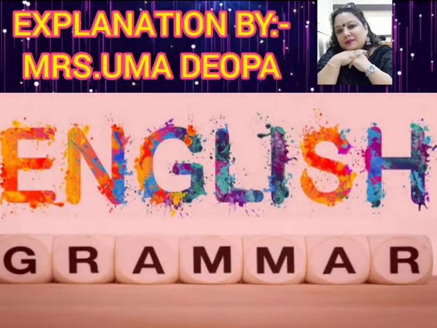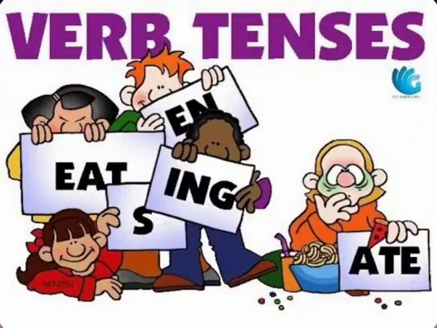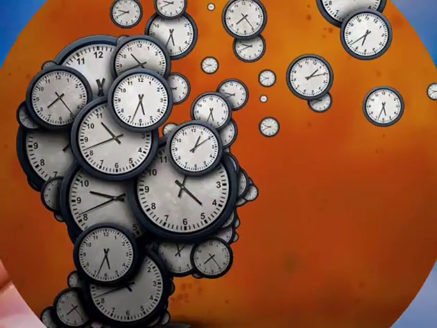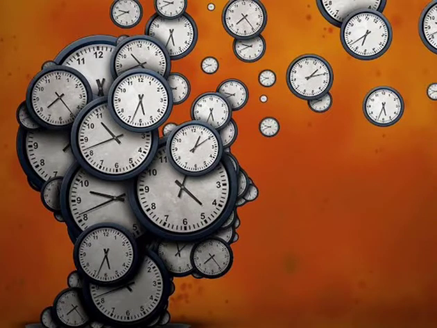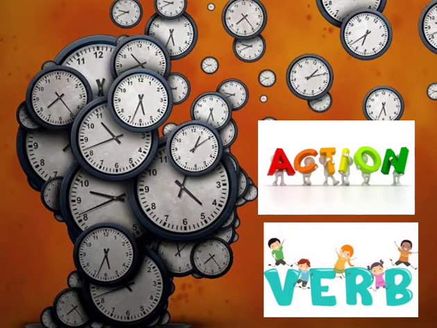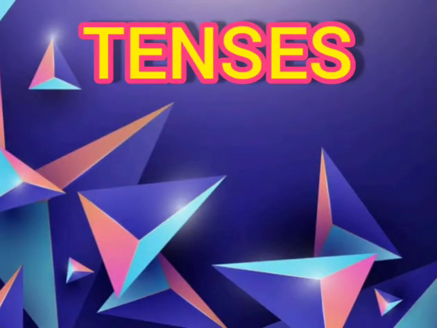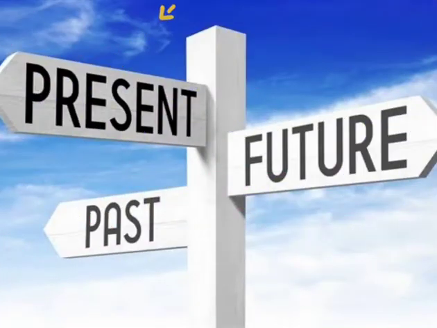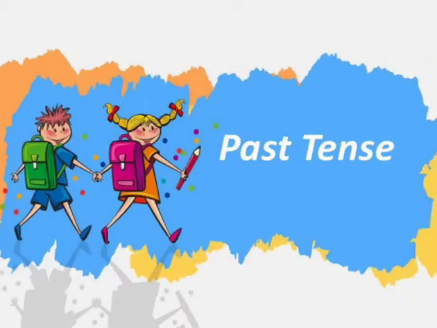Today I am going to explain to you verb tenses. We shall learn about the tenses. Tenses show the time at which the action of a verb takes place. In all languages, tense is divided into three classes, namely present tense, past tense, and future tense. So let's begin with the first class of tense, that is past tense.